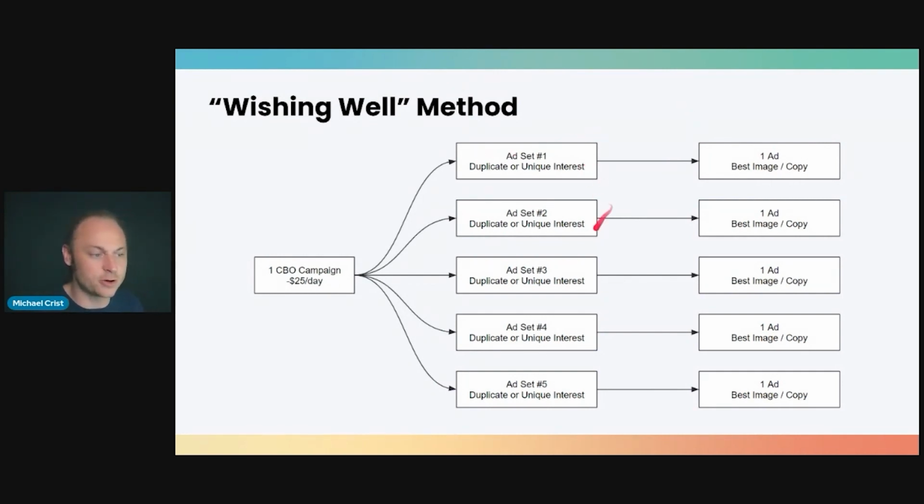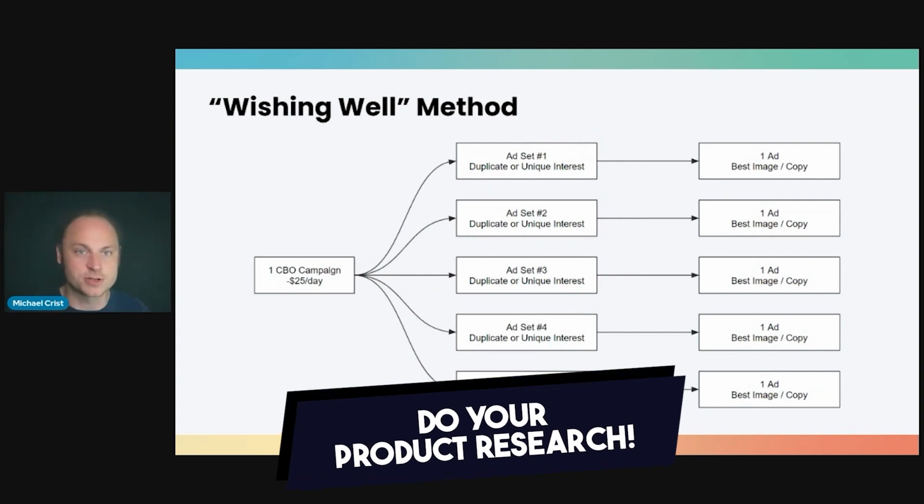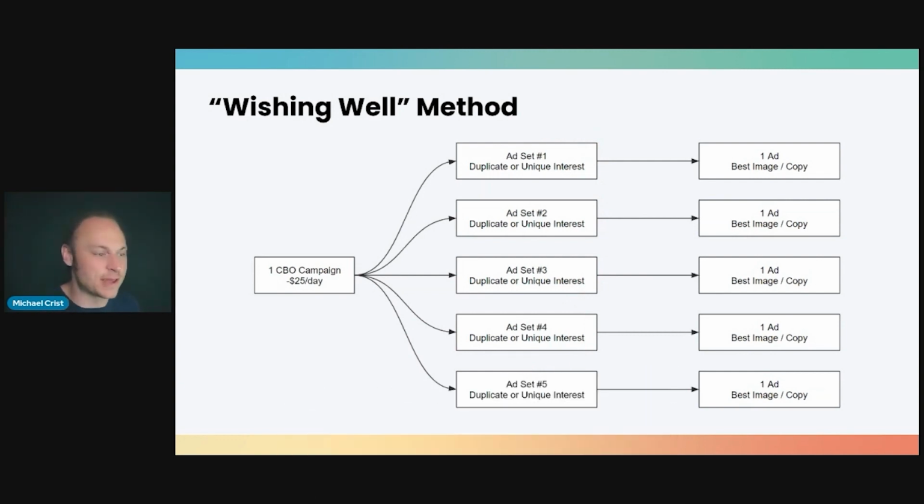So they're going to be duplicate or unique interests. Usually what I like to do is I like to know my audience. I like to know my niche. Again, I do this through product research and things like that. And I have some ideas for some interests that I would like to try in these ad sets. Typically what I'll do is I'll pick 3 interests and I'll just spread them out over the 5 ad sets.